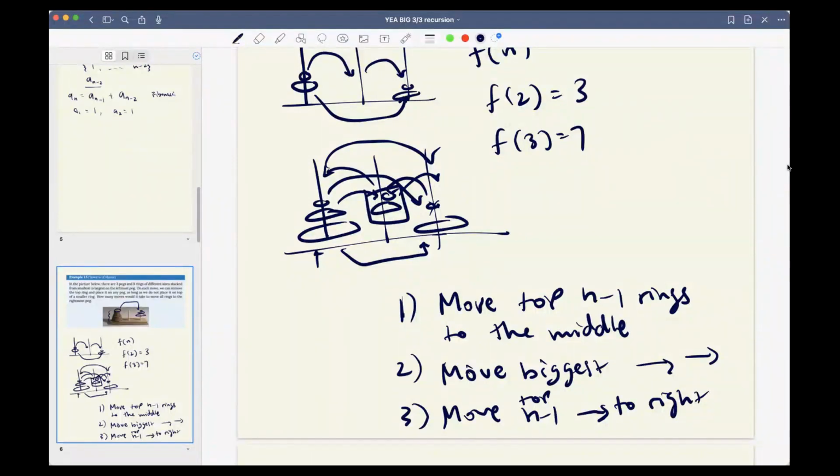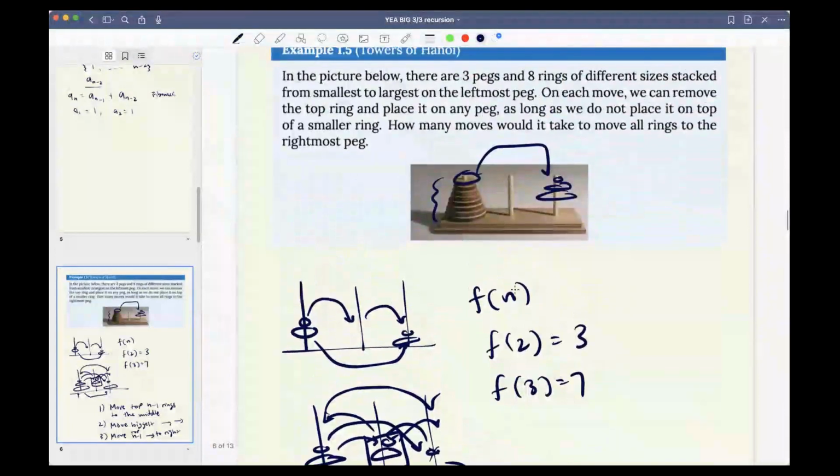And this is recursion, right? Because remember how we defined our function f of n? It's the number of moves that it would take to move n rings from the leftmost peg to the rightmost peg. But it doesn't really matter that we're saying leftmost peg to rightmost peg. If you're moving it from the middle peg to the rightmost peg, that's the same thing, right?